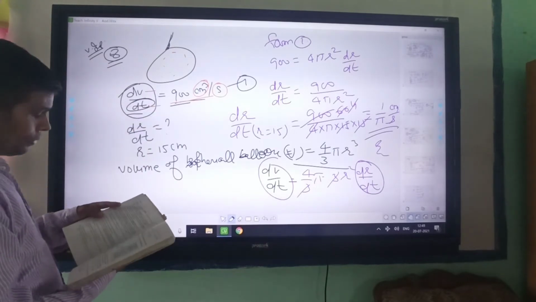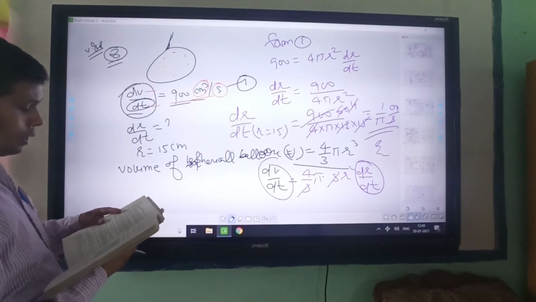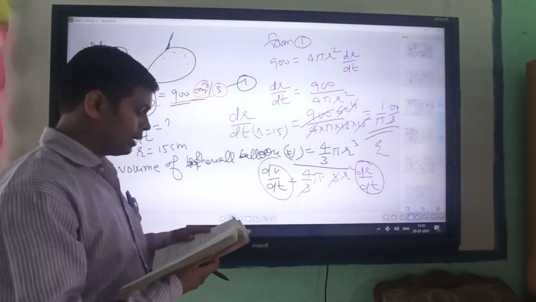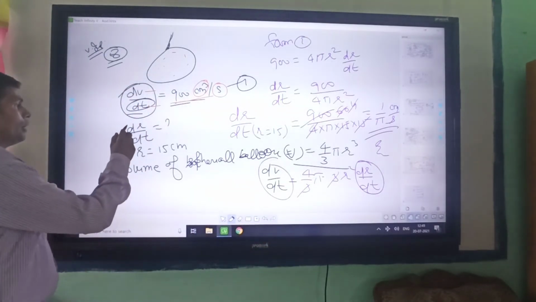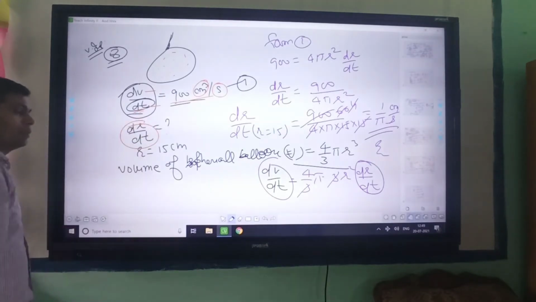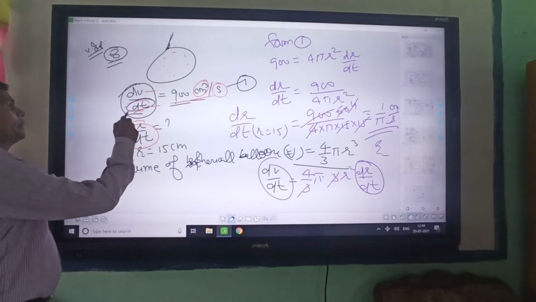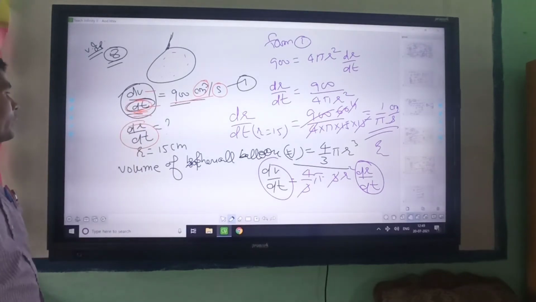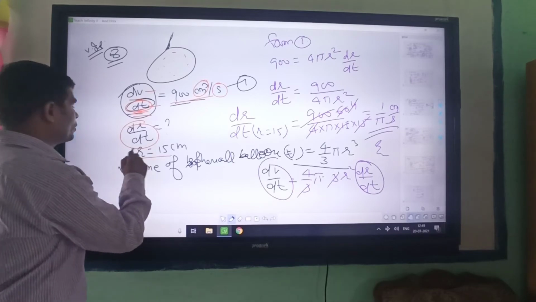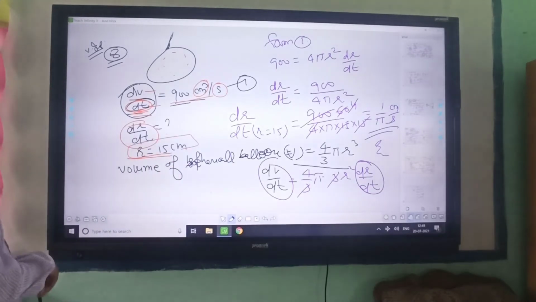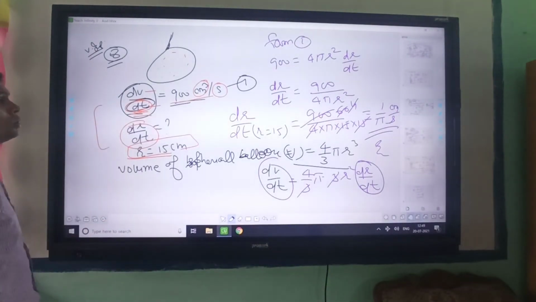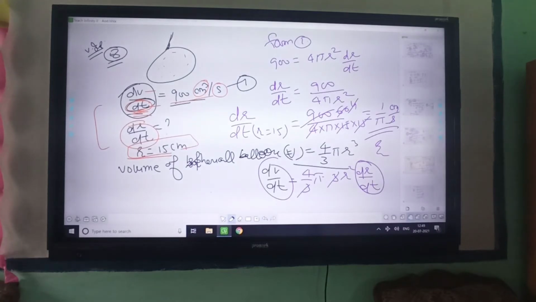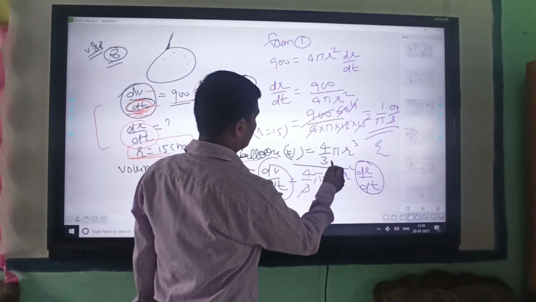Now we want to calculate the rate at which the radius of the balloon is increasing. So we want to calculate dr by dt. The radius r is given to us as 15 centimeter. We might think this data is not sufficient, but we will solve this question with the help of this data. The volume of the spherical balloon is 4/3 pi r cube.